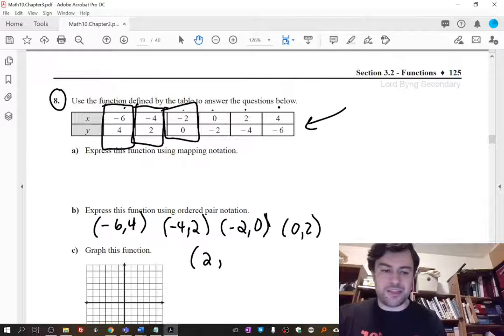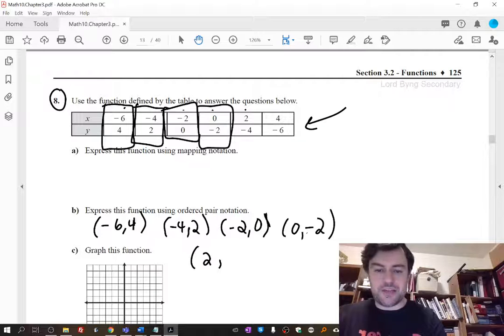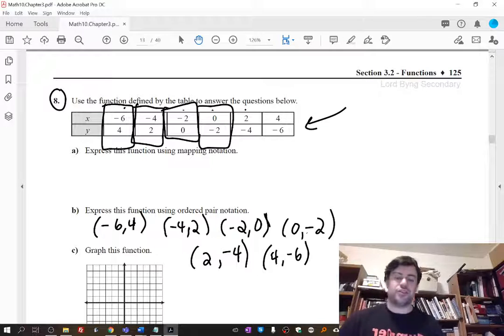Oh, sorry, I made a mistake. It's actually 0 and -2. Let me redo that. Right, that's this column here. We got 2 and -4, and we have 4 and -6. So those are all our ordered pairs. We just converted a table of values to a set of ordered pairs.